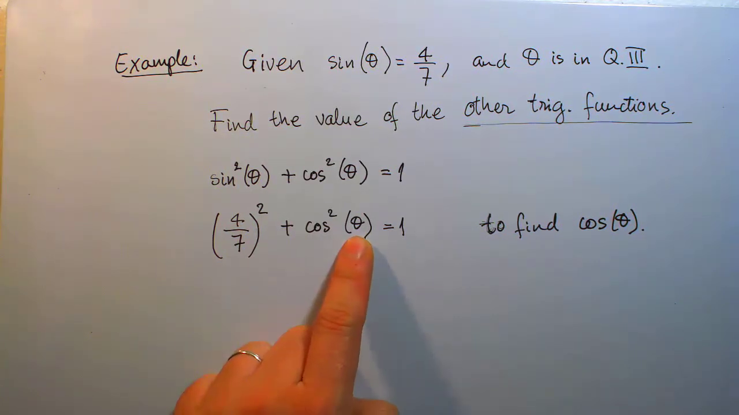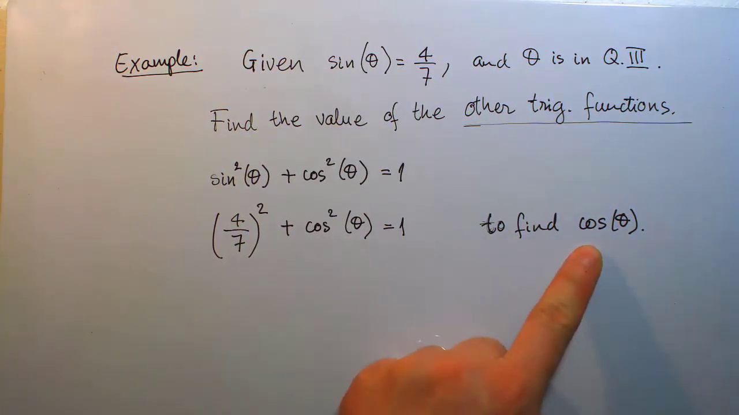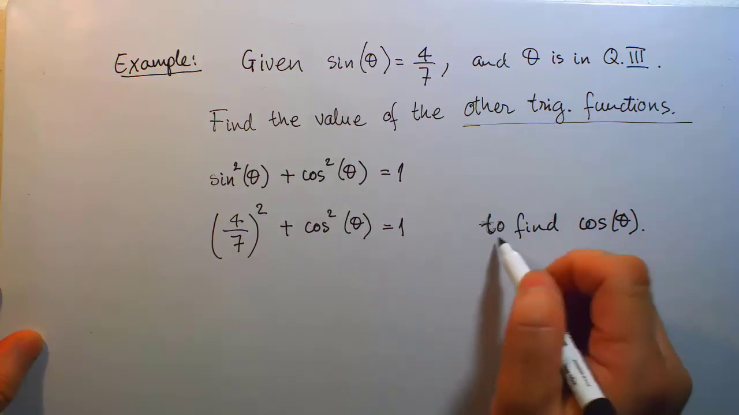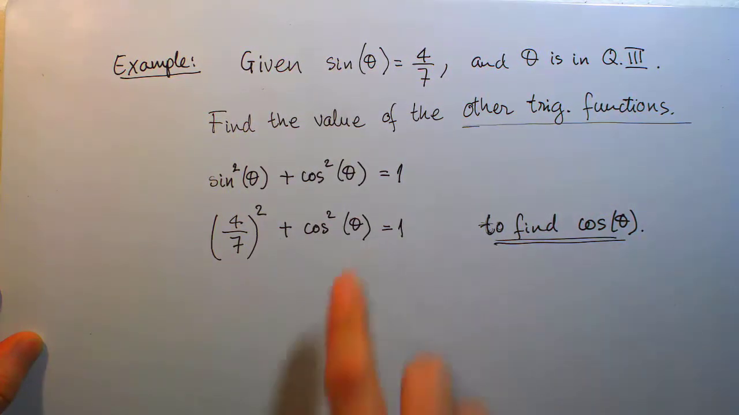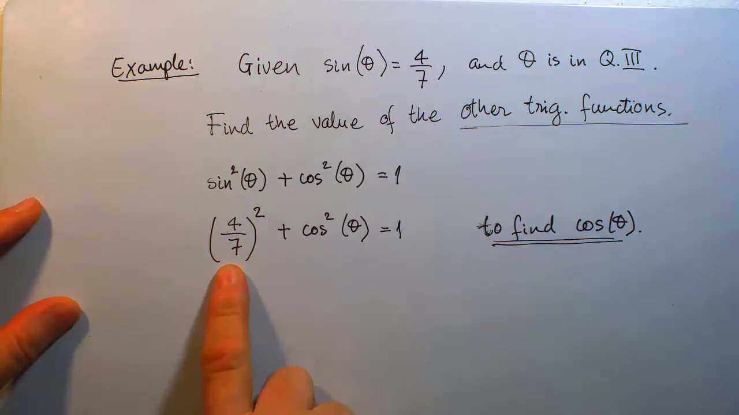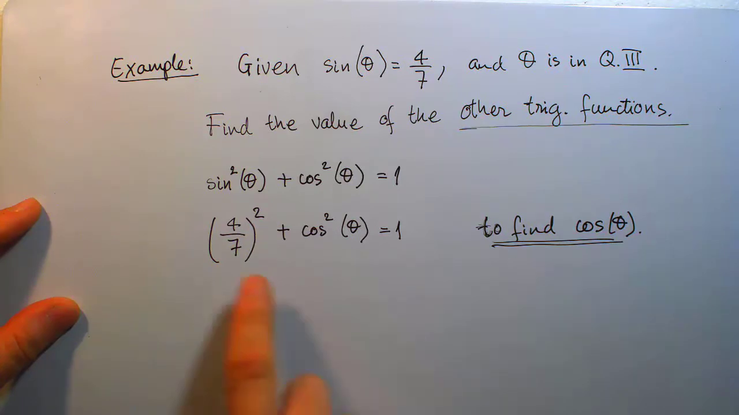We're looking for the value of the other trig functions, and so to keep in mind, that is actually our goal for this current step right here. And so now I am going to subtract 4/7 squared to the other side. And by the way, 4/7 squared is 16/49.